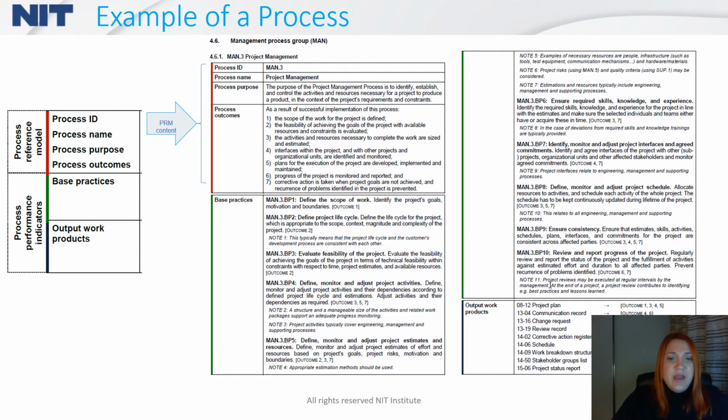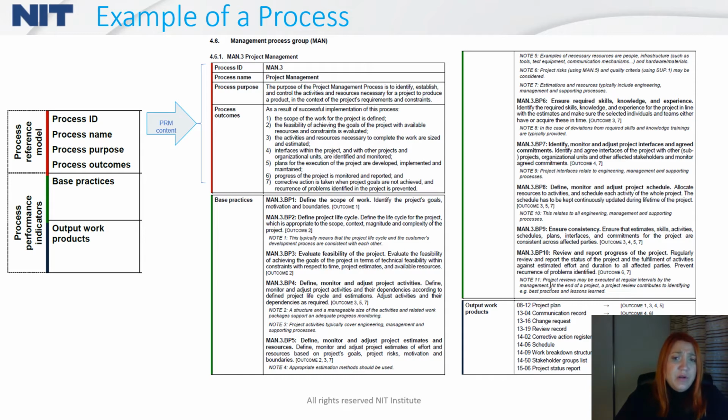And this process reference model is basically telling you how to organize what is the minimum for having this project management process, for example. In the same way, all other processes are organized, as I already said. Then we have process performance indicators. Those process performance indicators are called best practices and output work products.